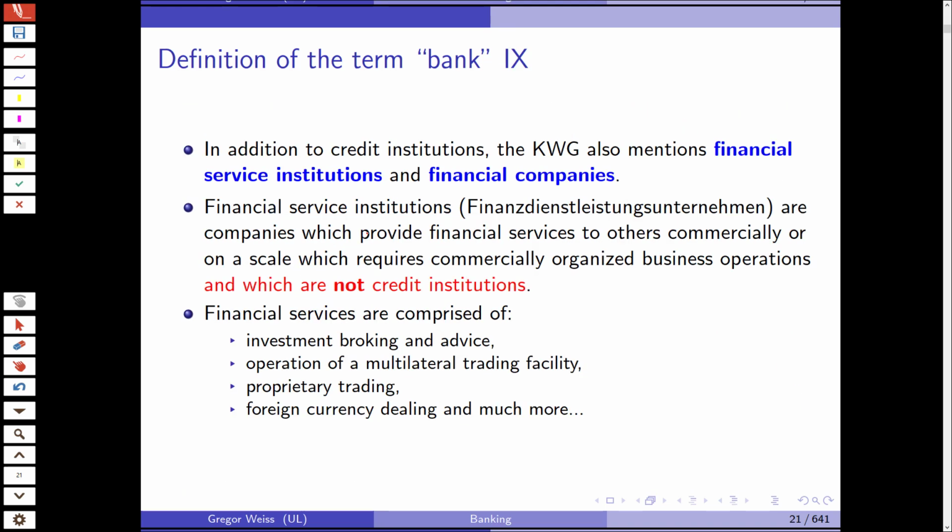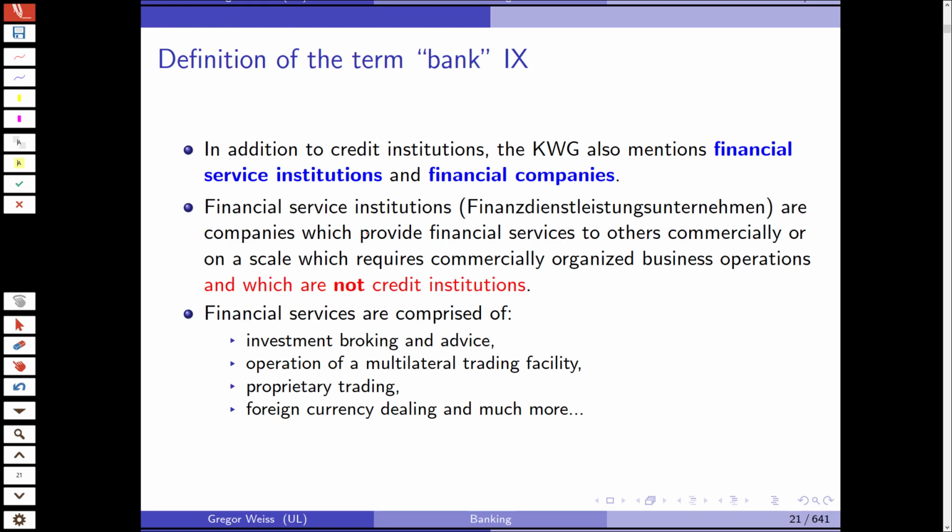In addition to credit institutions, it gets more boring after this, I'm afraid. You can also find financial services institutions, Finanzdienstleistungsunternehmen, and financial companies, Finanzunternehmen. Why is that? Some financial services need regulation, but they shouldn't make you a bank immediately. For example, leasing companies. If you are only in the business of leasing, you are a financial company, but you shouldn't be a bank right away. That's why we have banks, credit institutions, deposit-taking institutions, securities trading companies, financial service companies and financial companies.